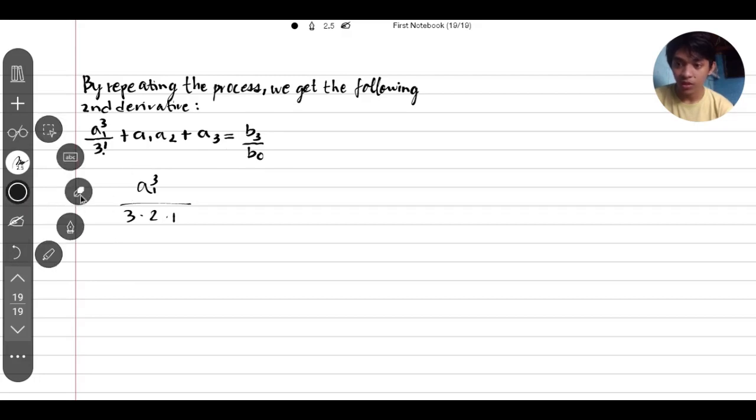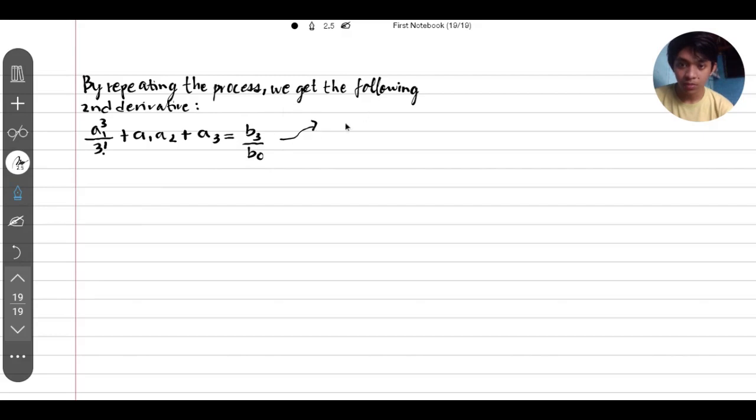So therefore, we have an assurance also that this right hand side, since b sub 0 is non-zero, then b sub 3 is also non-zero. Since a sub 1 cubed all over 3 factorial is never an integer, then the left hand side is never zero. Thus, b sub 3 over b sub 0 is non-zero.